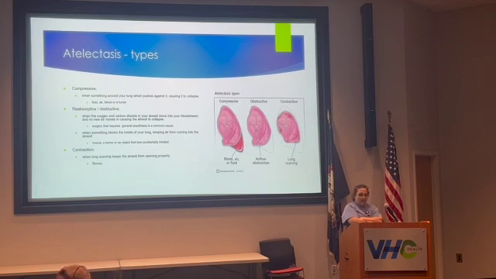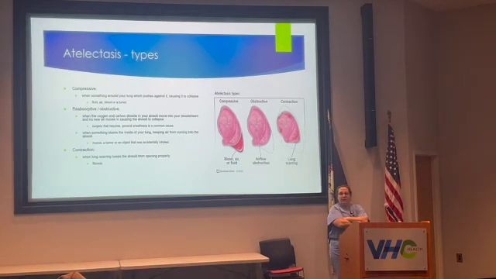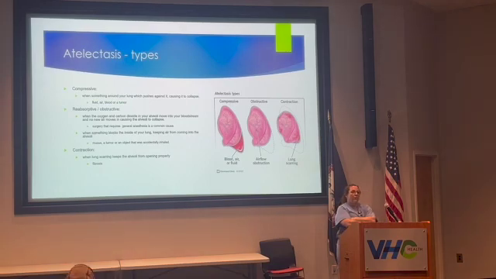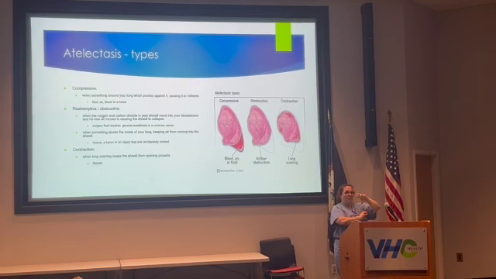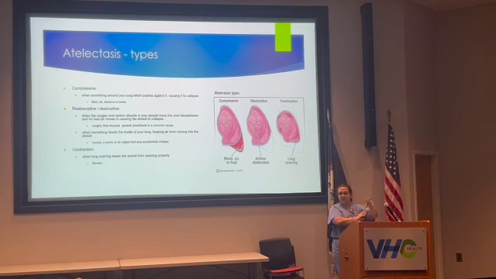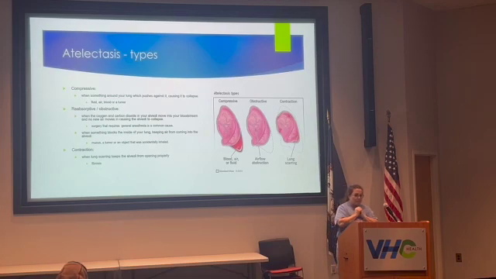Compressive atelectasis is when something is pushing against the lung, causing it to collapse. So if you have a hemothorax with a big blood clot in there, or a pneumothorax pushing against the lung, that's compressive atelectasis. Reabsorptive or obstructive atelectasis is basically when you don't get any more air going in because it's obstructed, and all of the gas that was in the alveolus gets sucked out into the bloodstream, so there's nothing left in the alveolus, and it just collapses.